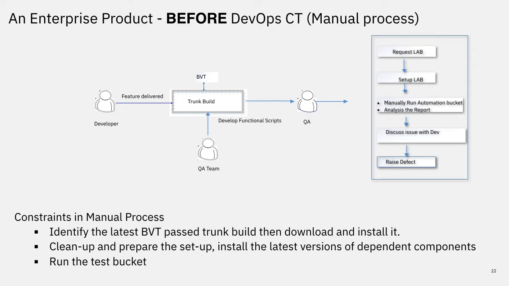Then they analyze the report, then discuss issues with the development teams, and then raise the defects. Now, what are the constraints in this manual process?